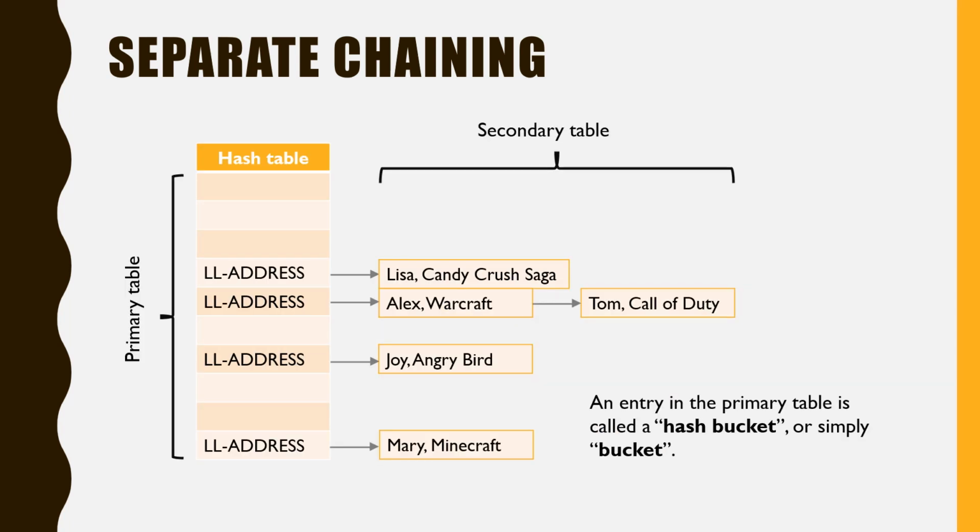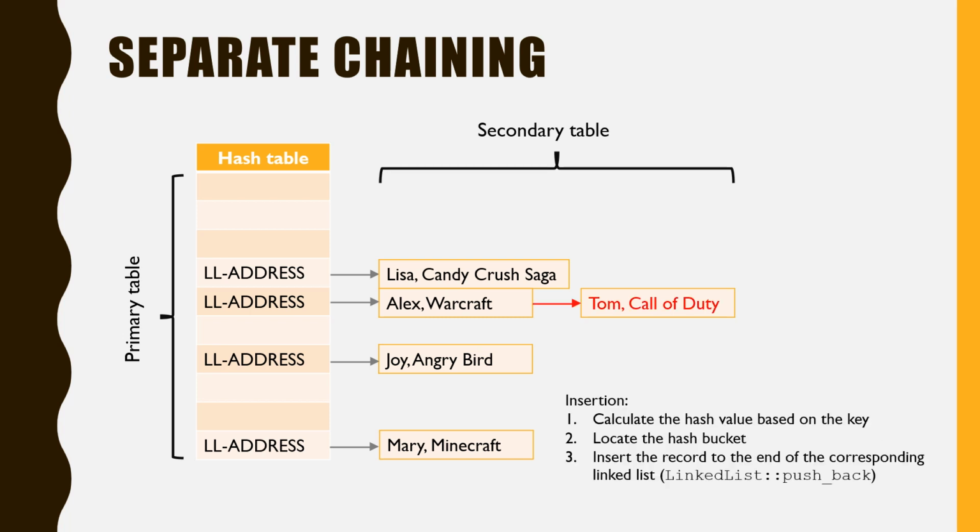Now, let's briefly discuss the implementation of separate chaining. As discussed before, a hash table implementing separate chaining can be viewed as a two-dimensional table. The first dimension corresponds to the primary table, which is a vector that contains a set of linked list addresses. A record's hash value will be used to determine its position in the primary table. An entry in the primary table is called a hash bucket, or simply a bucket. The second dimension corresponds to linked lists, where each stores a set of colliding records.